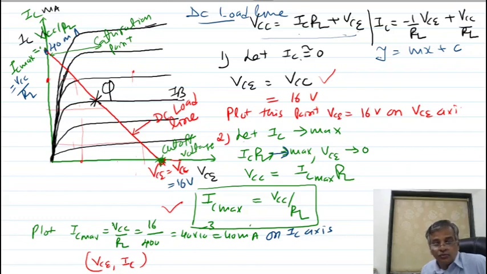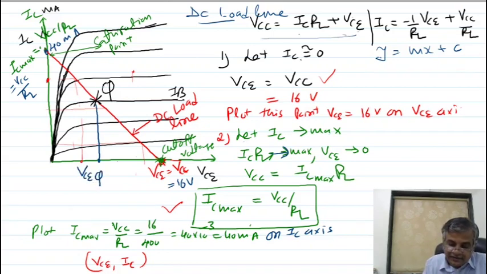Okay, so you will find the base current from the input section and see where it intersects here. If it is here, say this is a Q point. This Q point now specifies the collector emitter voltage, and it also specifies the collector current.